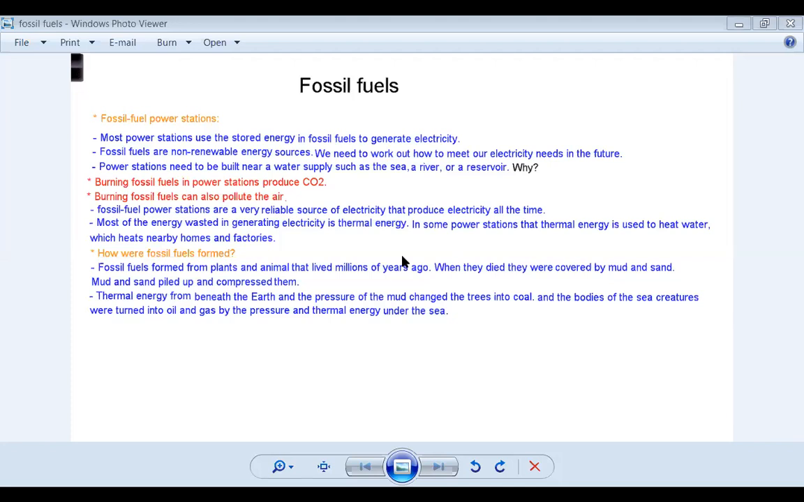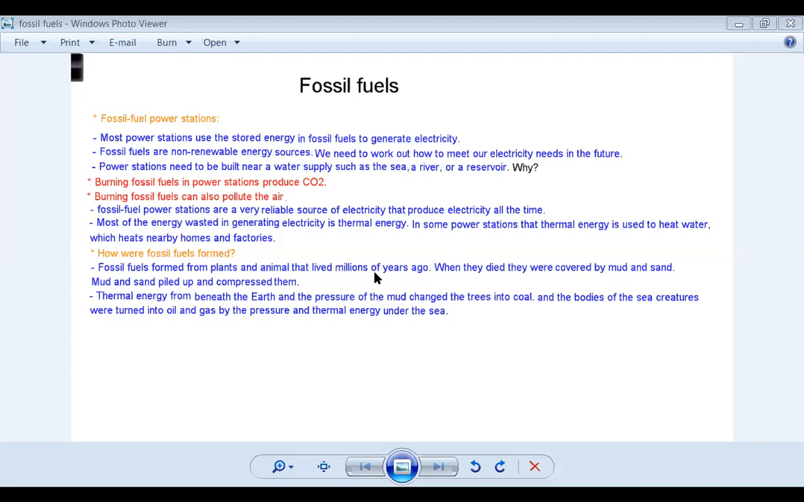Okay, so now how were fossil fuels formed? Fossil fuels formed from plants and animals that lived millions of years ago. When they died, they were covered by mud and sand. So now we have step by step. We have animals and plants. Okay, let's take a look at the plants now.